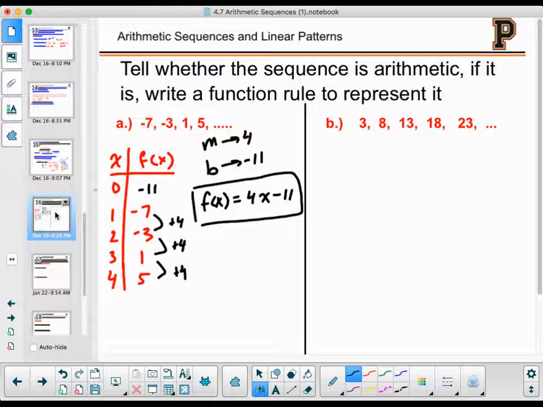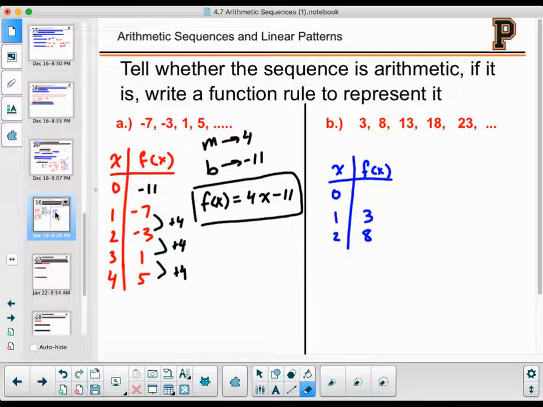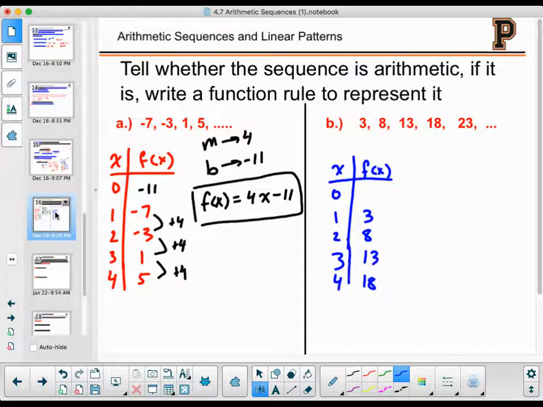Letter B. Let's make our table first. We've got our x and then our f(x). Leave a space for 0. The first term in the sequence is 3, second term is 8, third term 13, fourth term is 18. You've probably caught on to the pattern at least. Remember, a pattern and a rule are different. From 3 to 8, that's an increase of 5, increase of 5, increase of 5.